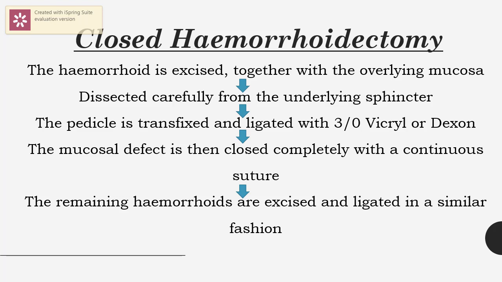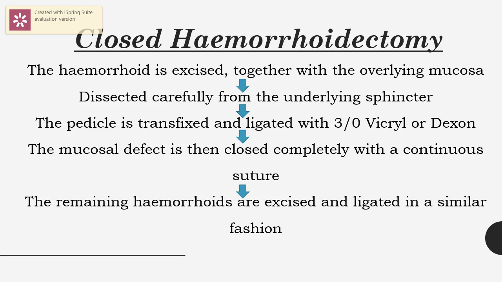Any residual small hemorrhoids should be removed by filleting them out after undermining the edges of cut mucosa. The mucosal defect is then closed completely with a continuous suture using the same stitch that was employed to ligate the hemorrhoid pedicle. So here the difference is that the mucosal defect is then closed completely.